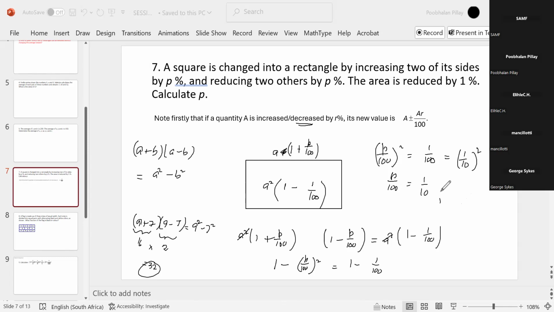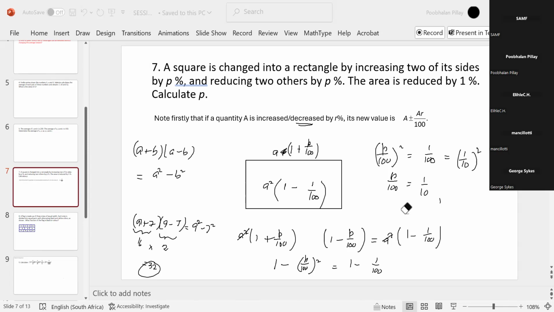And so now you can work out p. What must you put? What is the value for p to get the answer 1 over 10? And you can see you'll have to put p equal to 10. 10 over 100 is 1 over 10.